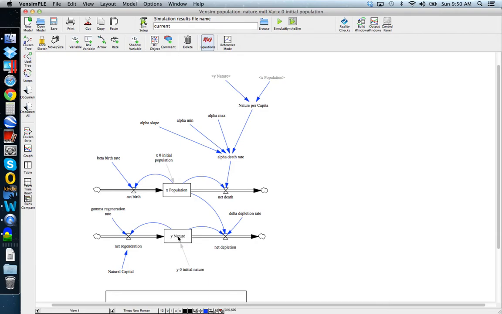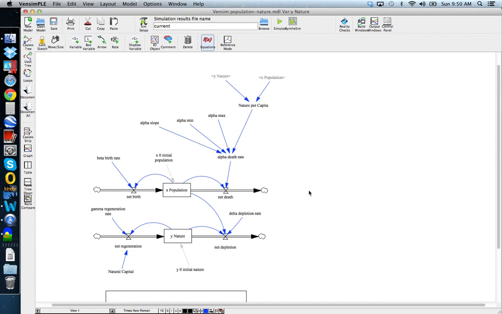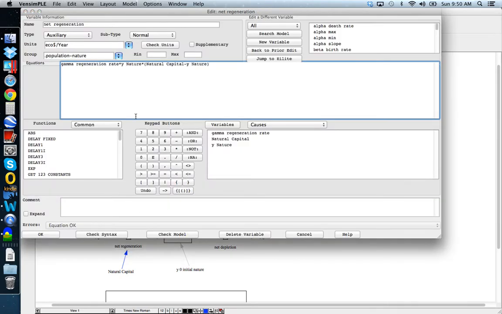The nature stock is driven by a regeneration and a depletion, and it's got an initial value, and it has units of eco-dollars, okay, or ecological dollars. The regeneration of nature is given by a logistic type equation where you have a regeneration rate times the stock nature, and then the difference between an upper bound, which is the natural capital, and nature.